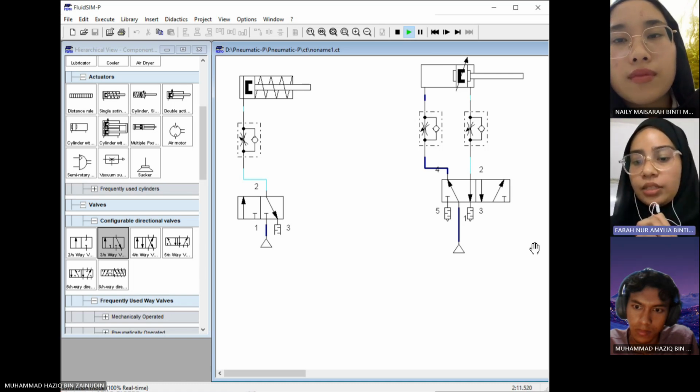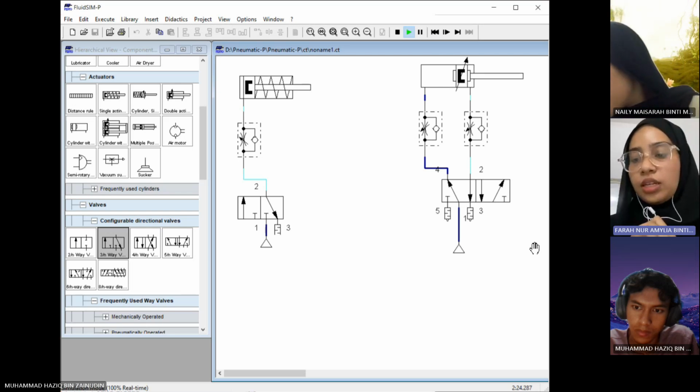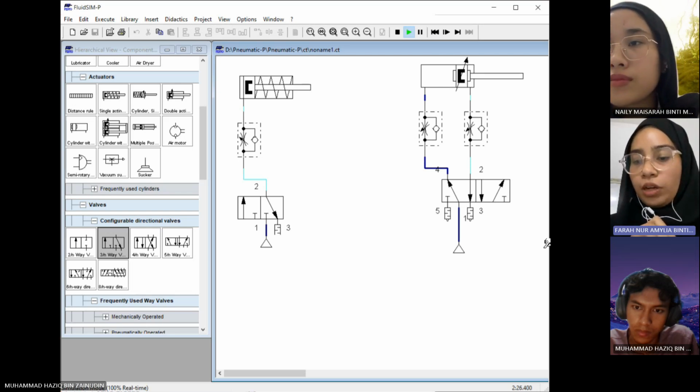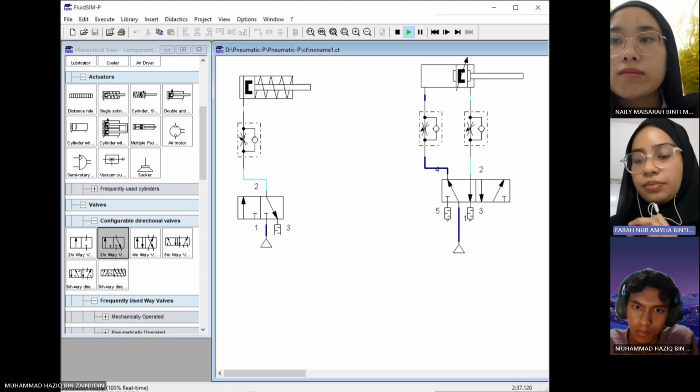The cylinder extends and the flow control valve will control its speed. At full extension, a sensor or limit valve will detect the full extension and send a signal to reverse the directional control valve. The air will be redirected to the rod side of the cylinder, and the cylinder will retract and the opposite side is exhausted.